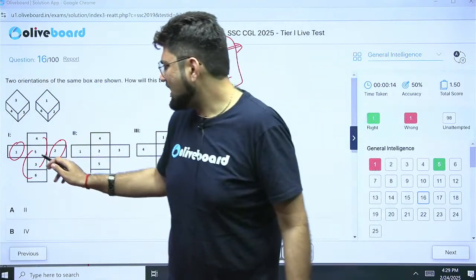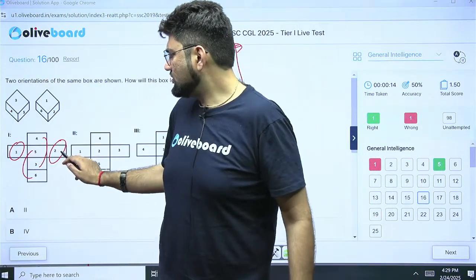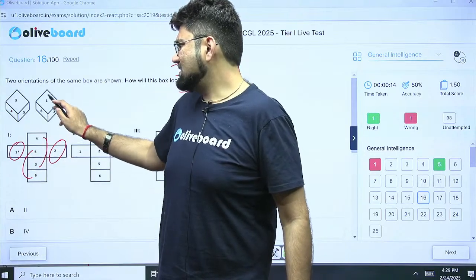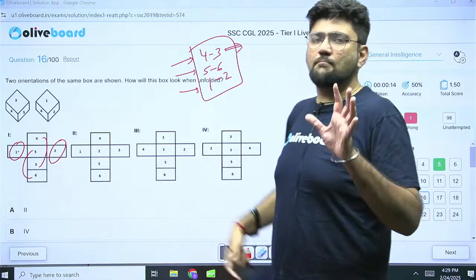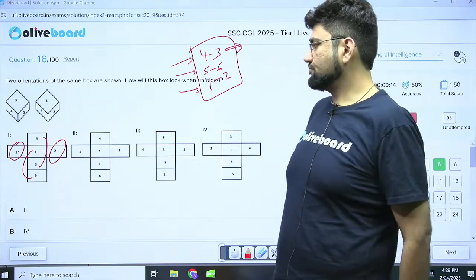Otherwise, if you want, you can check from 1 and 2. See, 1 and 2 are opposite. We can check it from here also. 1 and 2 are coming together. This dice cannot be formed. So, it's not compulsory, but you can pick any one and choose.